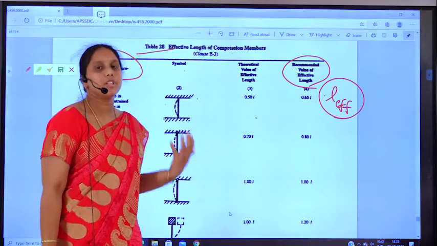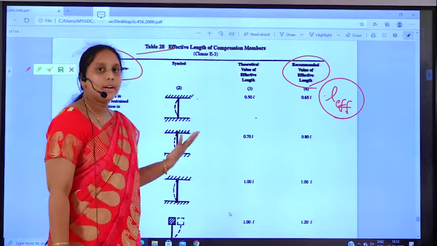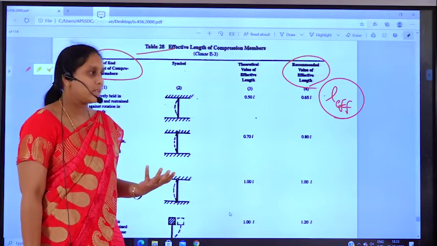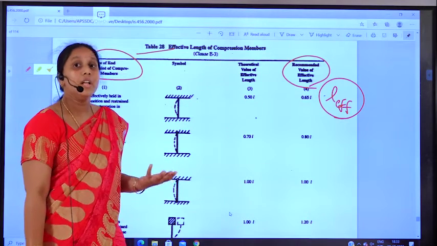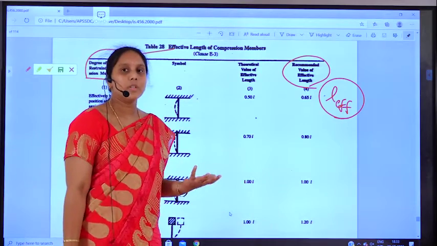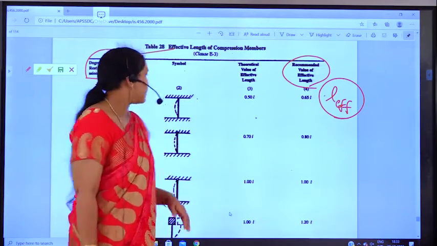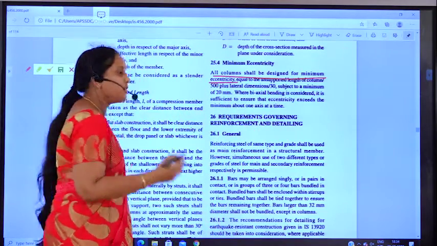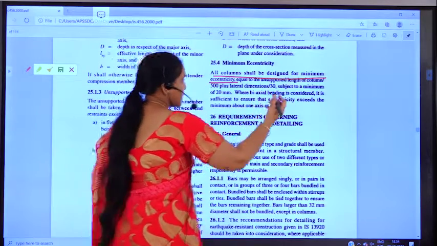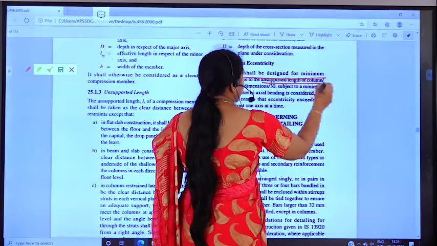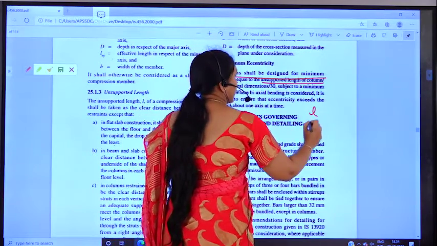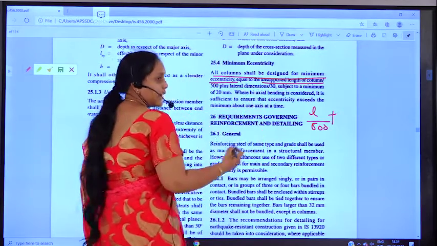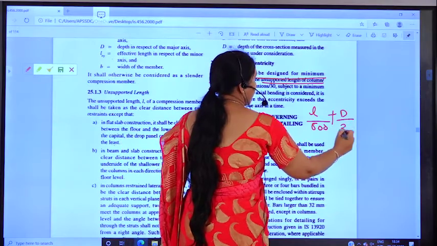So now we will know whether it is a short column or a long column, and next we have to find out the minimum eccentricity, because all columns have to be designed for minimum eccentricity. Now we will see how the minimum eccentricity can be found out. Minimum eccentricity is equal to the unsupported length of the column, L, divided by 500, plus the lateral dimension, either D or B, divided by 30.